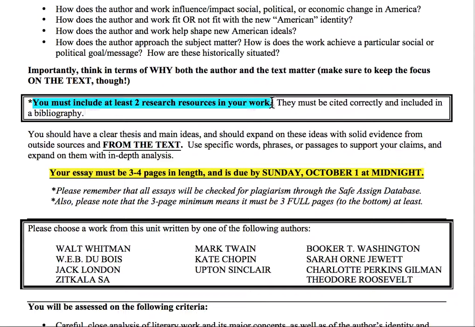You need at least 2 research resources in your work. You guys have found and incorporated some of these already. I give you guys helpful hints and links, biographies and things. You can go to anything like history.com, biography.com, PBS. All of these are great resources that you can use. So just make sure that they are legitimate, make sure they are credible, make sure you cite them correctly, and include them in a bibliography.